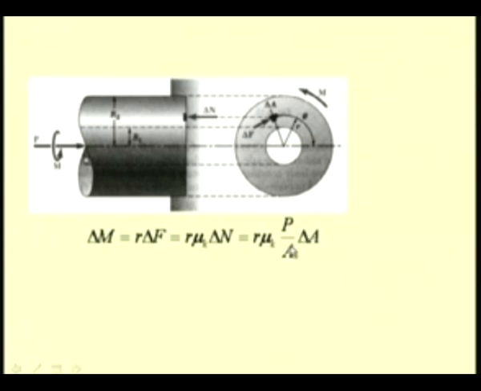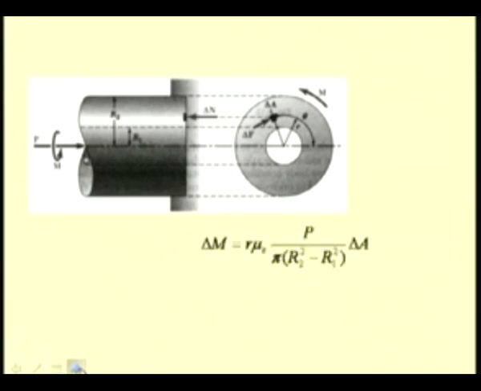So, we can find the area of this disc by integrating this element delta A in the limits, that is theta varying from 0 to 2 pi and r varying between r1 and r2. So, we have this differential element as dA, which is equal to r d theta dr. If we integrate this in the limits, 0 to 2 pi and r1 to r2, we have the total area of the disc.